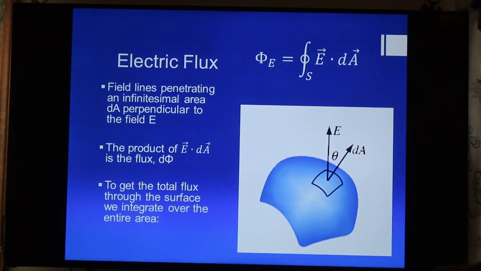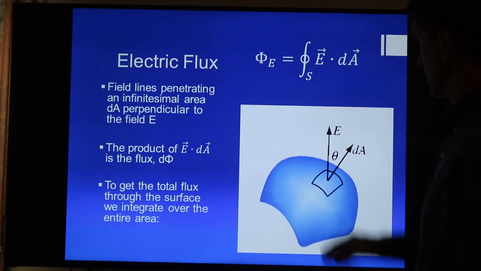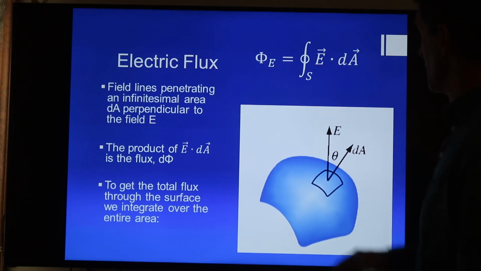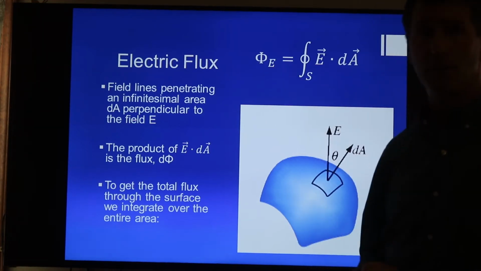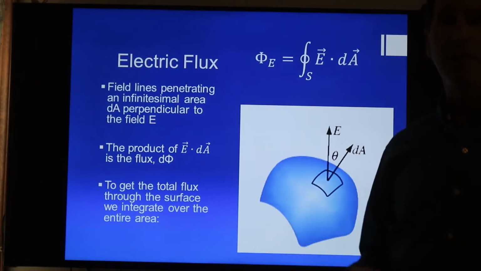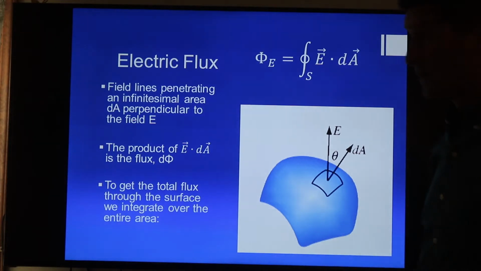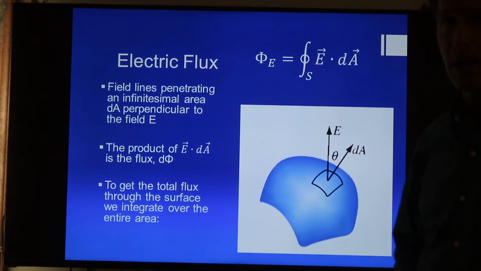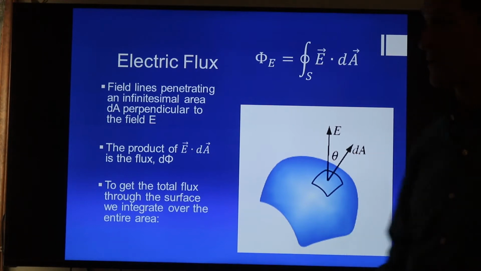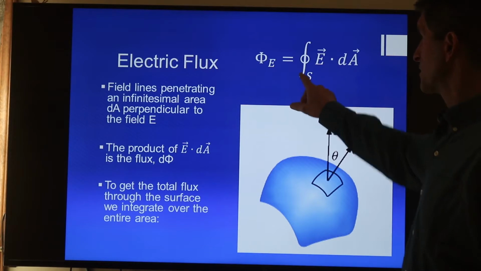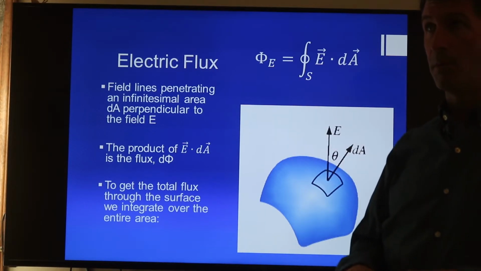So first of all, this is the equation for electric flux, and you'll see that electric flux is expressed as a capital Phi. Sometimes we'll put a subscript next to it, and the subscript E is supposed to express the fact that this is the electric flux. Sometimes you'll see a subscript B there, and that's the magnetic flux, something that we'll cover later on.